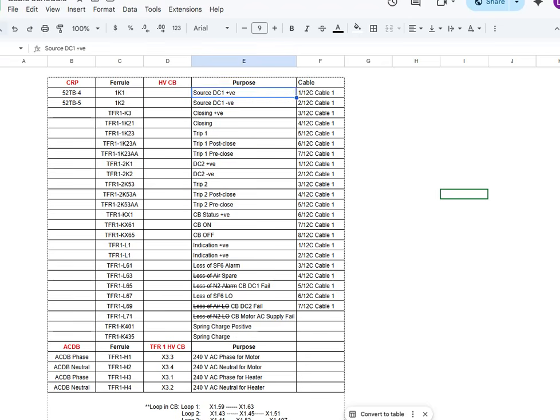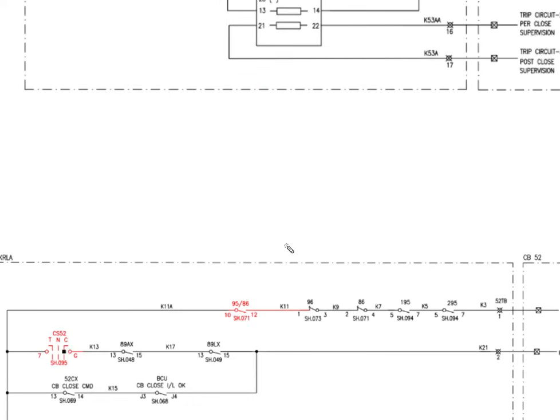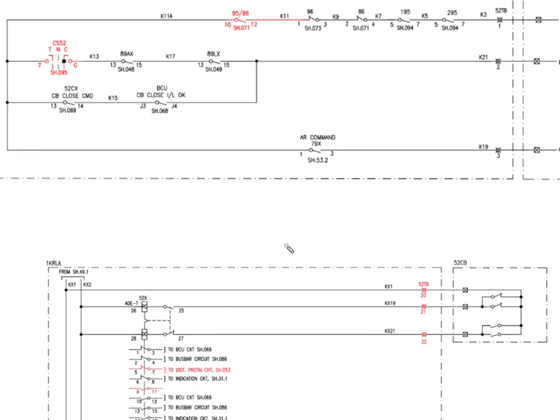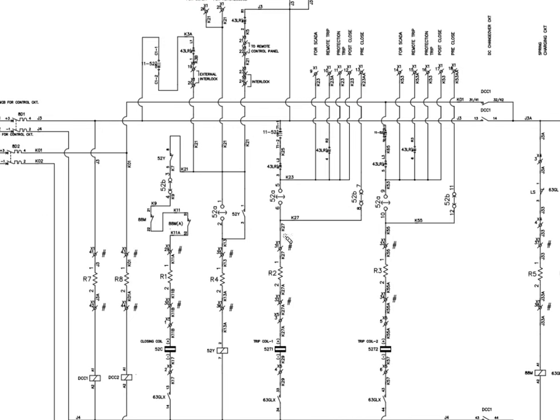Now you need to find the TB numbers in the circuit breaker. We will again go to the diagram. At the end I have taken the screenshot of the circuit breaker as well, so you can see.